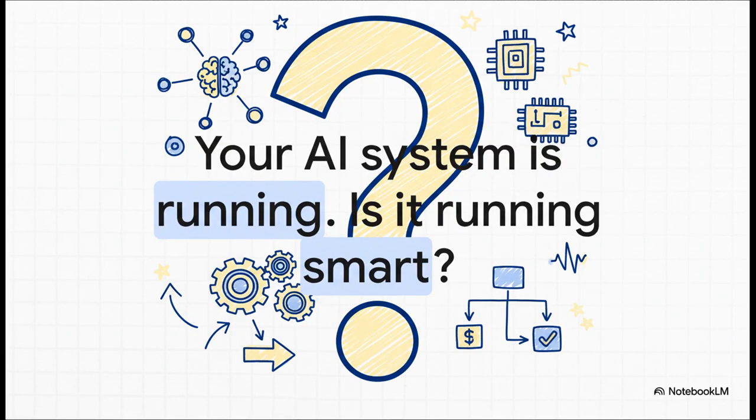So let's end with this question. I'm sure you have an AI system running right now, taking requests, giving back results. But is it running smart? Could routing, or maybe even ensembles, help you deliver way higher quality at a much lower cost? Well, now you've got the tools to find out.